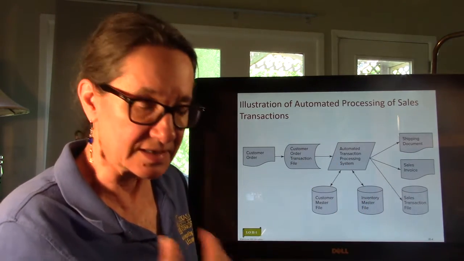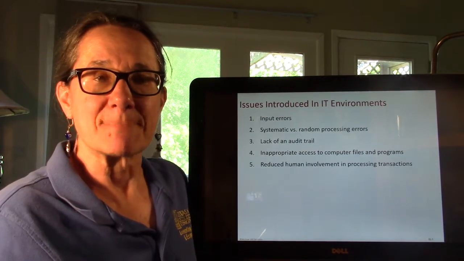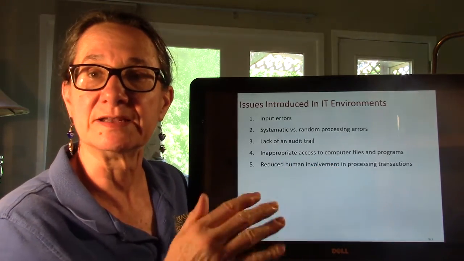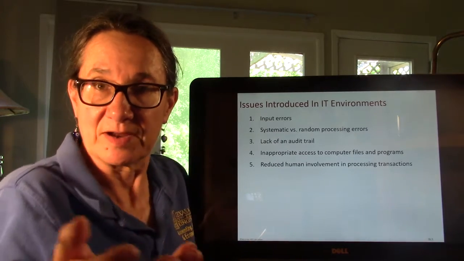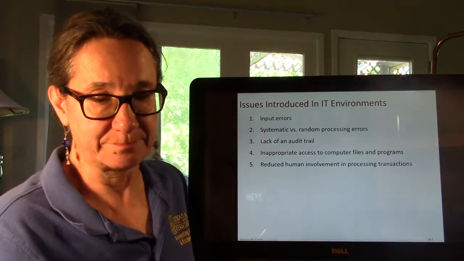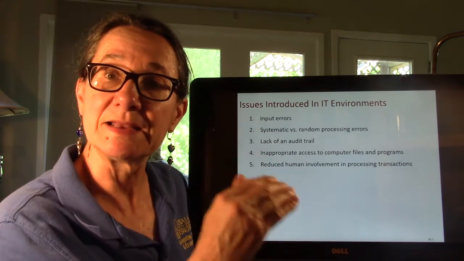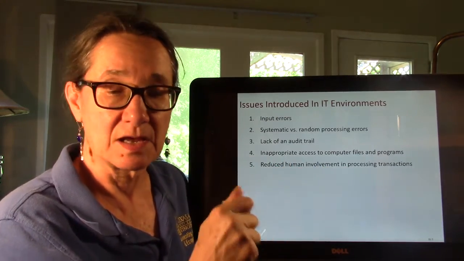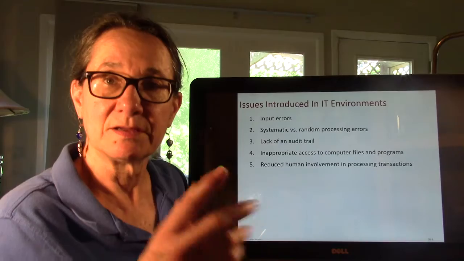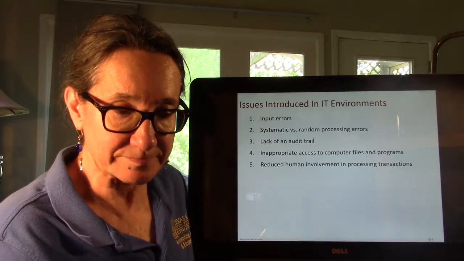So we have to consider the issues this introduces. All right, so input errors. A computer system is only going to deal with what it's input, so that old phrase, garbage in, garbage out. You've got to make sure that everything is input correctly. You can have systematic error, something that's going to repeat the same error every time it happens, or just a random processing error. I mean, power blipped off for a second while something was being processed and it impacted the controls.